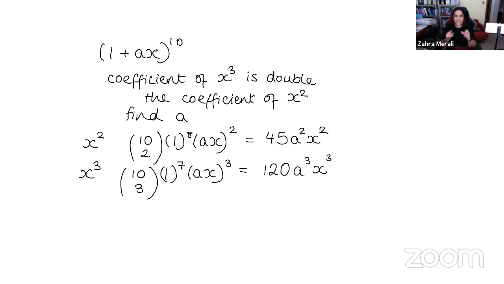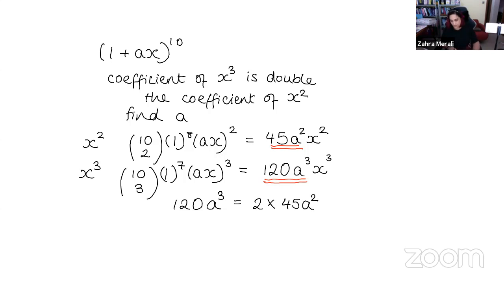And I just care now about the coefficient. So the bit that's the coefficient of x squared is the bit in front, and the bit that's the coefficient of x cubed is the bit in front. So I know that the coefficient of x cubed, which is 120a cubed, is the same as double, is 2 times 45a squared.